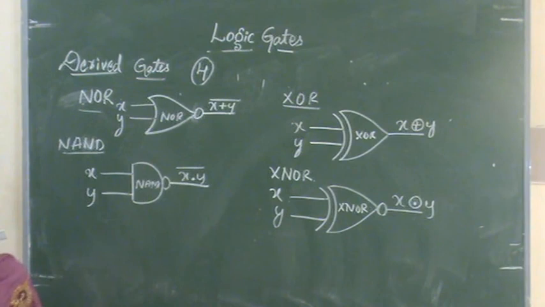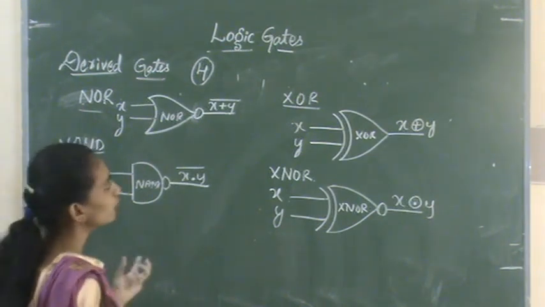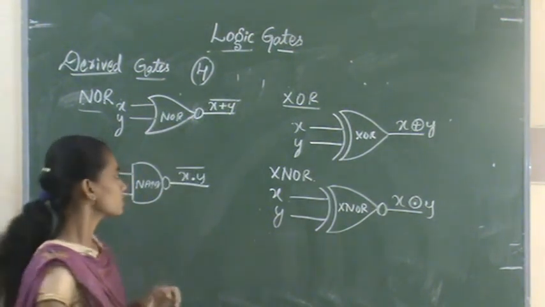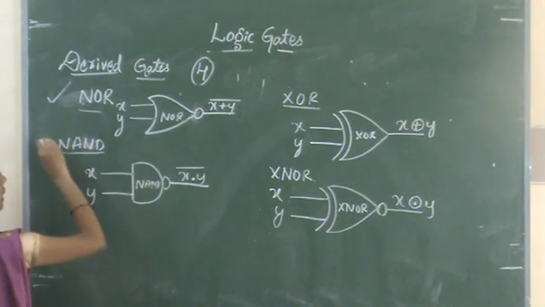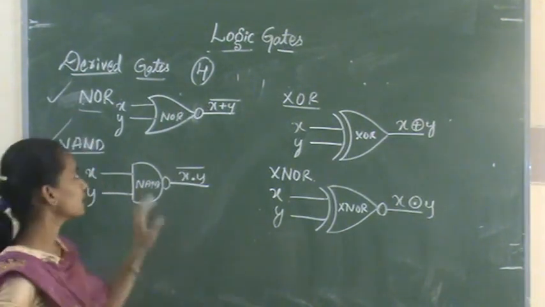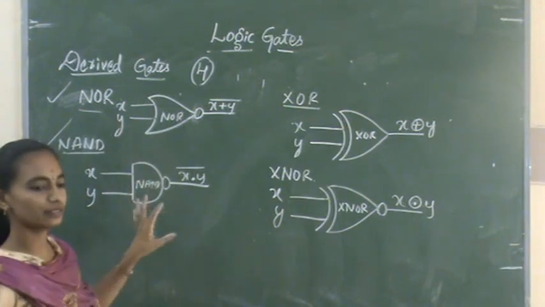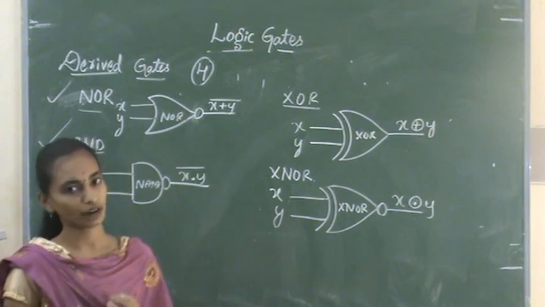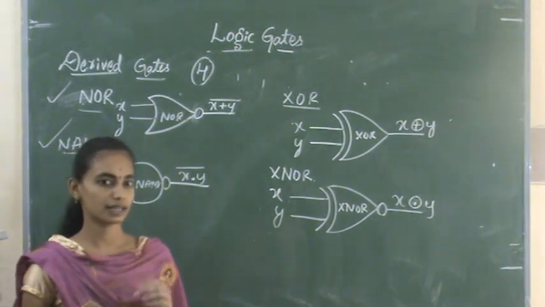So this is how we are representing the derived gates. In the next class we will study that with the help of these derived gates we can derive all the basic gates. These two, NOR and NAND gates, we call universal gates. With the help of these two gates we can derive the basic gates or any Boolean functions. So that we will study in the next class.